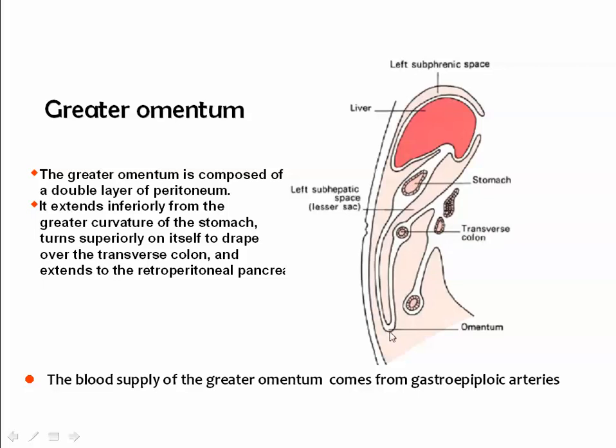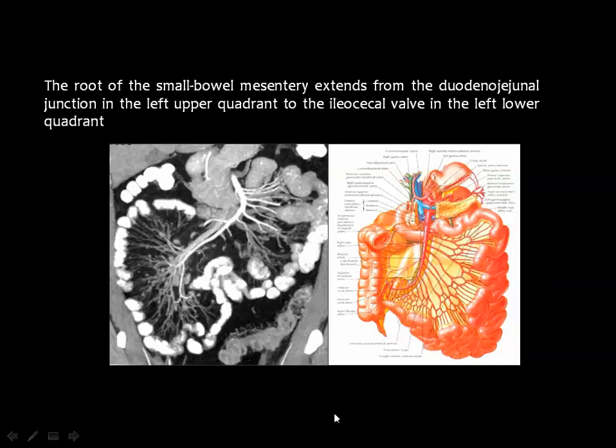Then they are reflected back, reaching the transverse colon to form the mesocolon later on, which is connecting the transverse colon to the posterior abdominal wall. Then you remember that one of the tools for evaluation of the mesentery and the peritoneum is the CT scan, especially if it is performed after intravenous contrast injection.